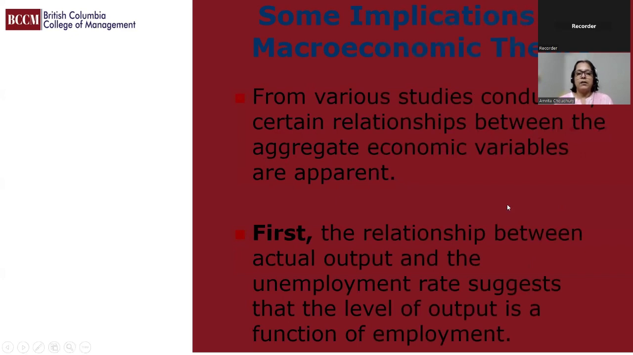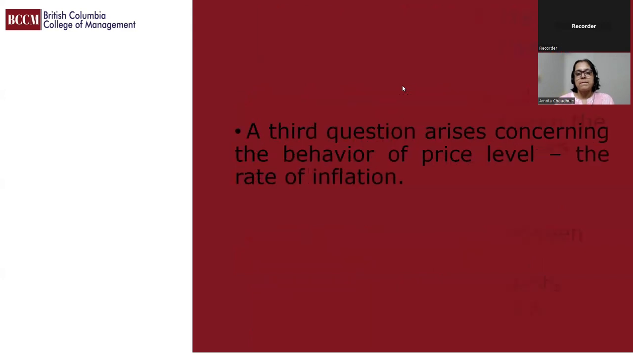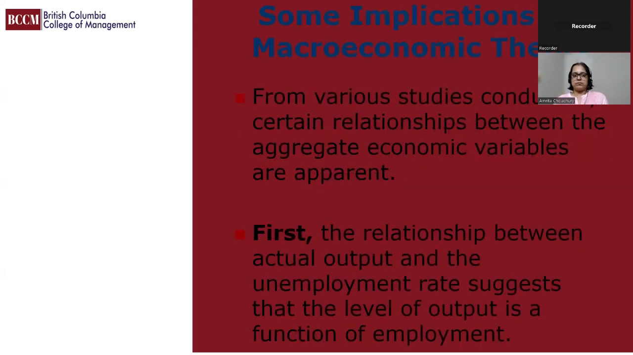Now, when the macroeconomists are looking at the major macroeconomic indicators, that is, real GDP and unemployment and inflation, they will also consider the relationship between these variables. So, first, suppose the macroeconomists are focusing on the relationship between actual output and unemployment.